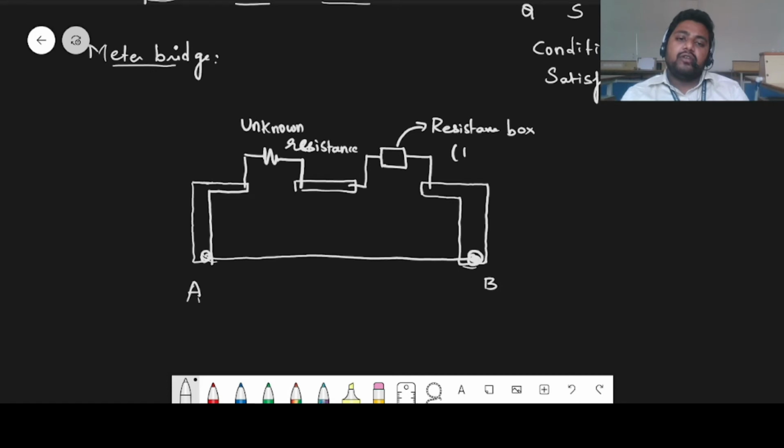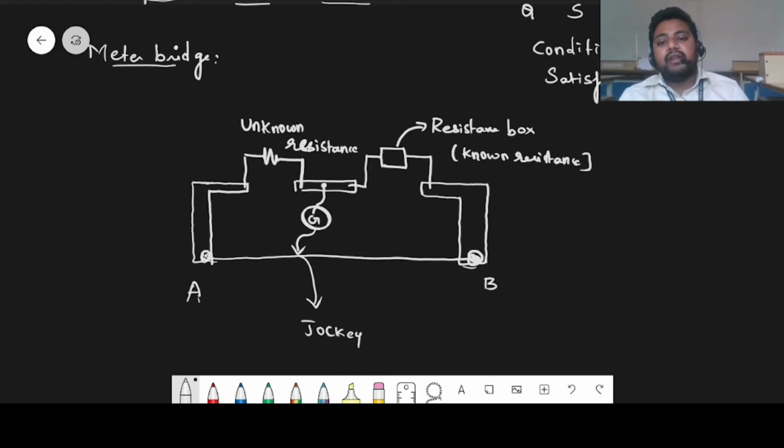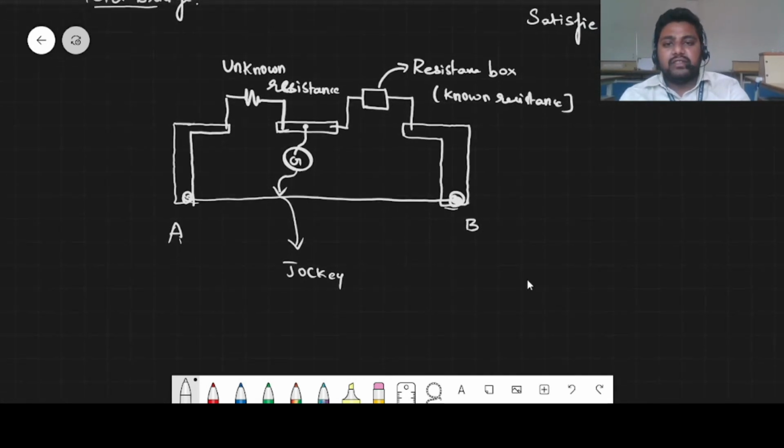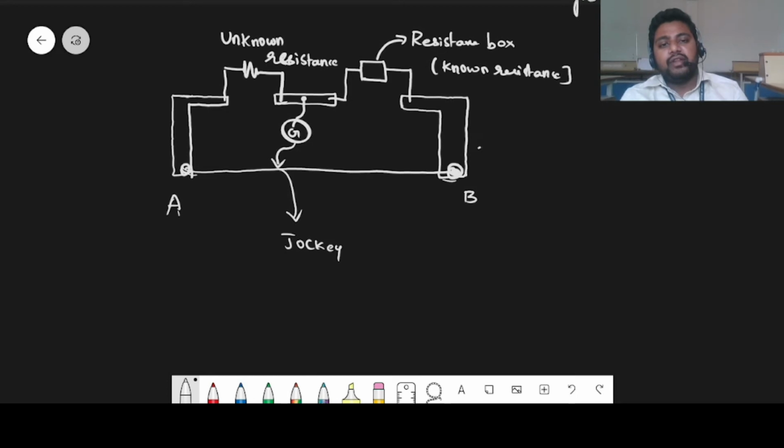Okay, this is your known resistance. You can take a known resistance value from here. Now we are going to connect a jockey, along with a galvanometer. This is your jockey. It will be connected to the galvanometer and it will be connected here in the circuit. If this is how your connection is, you can redraw this into this format. This is your unknown resistance and this is your known resistance R.